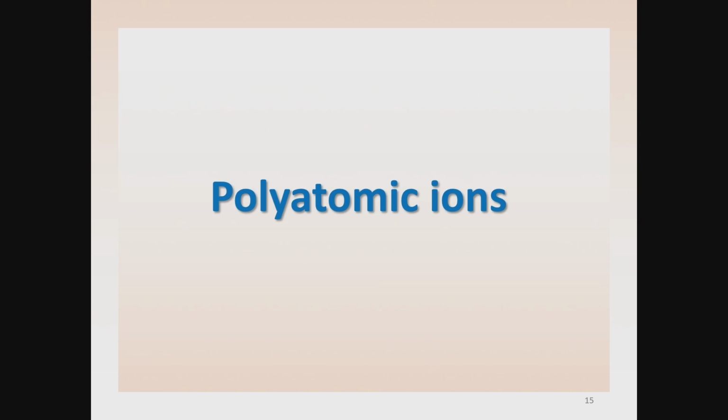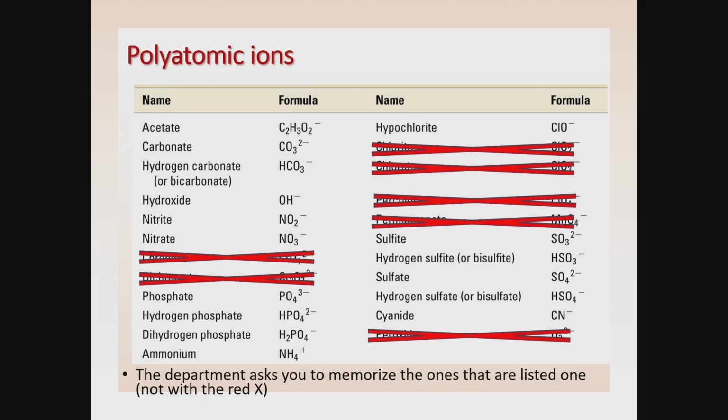I'm going to talk about the ones of these that you have to memorize. And so here is a listing of the formulas and charges of the polyatomic ions that you have to memorize for this class. So let me first remind you why these are not monatomic ions, but they are polyatomic ions. And so let's look at this example here of carbonate.